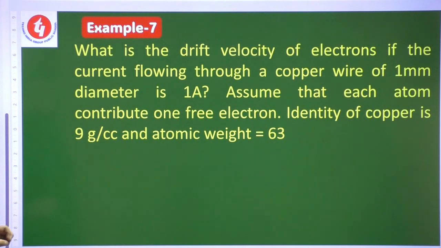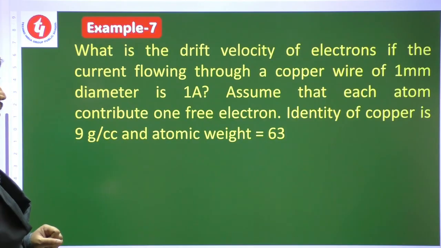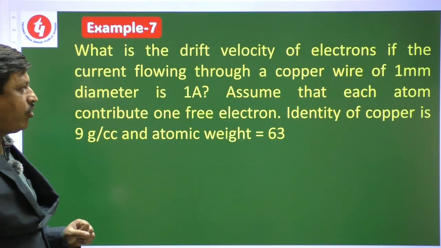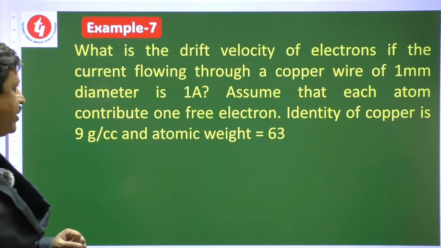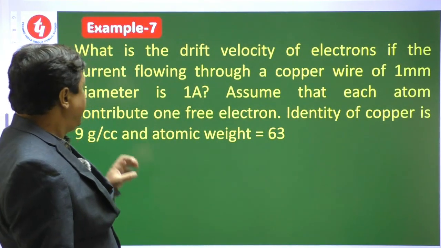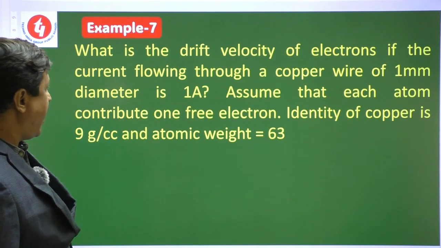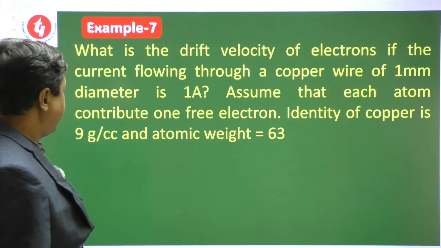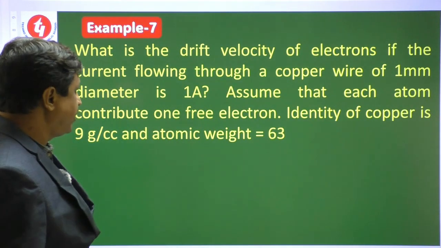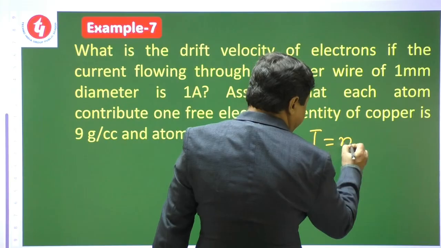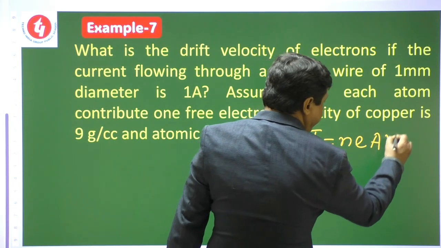Okay, another question that is also very important. What is the drift velocity of electrons if the current flowing through a copper wire of 1 millimeter diameter is 1 ampere? The diameter of the copper wire is given. You have to find drift velocity, and you know the relation I equals nAevd.